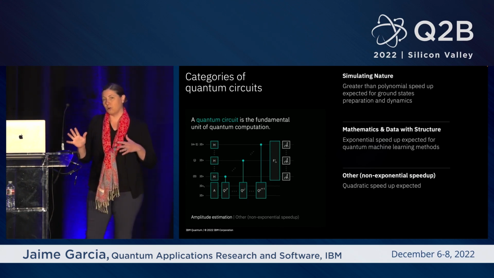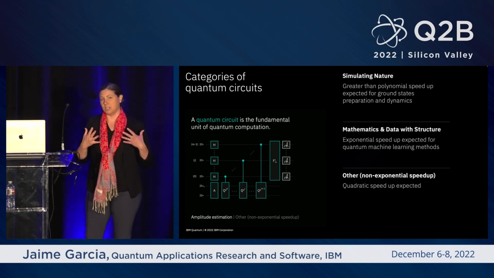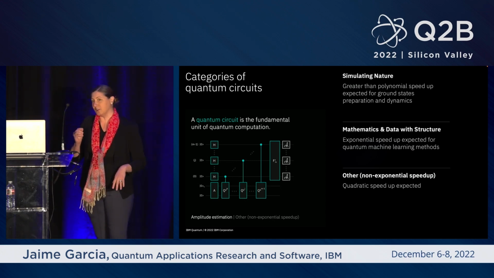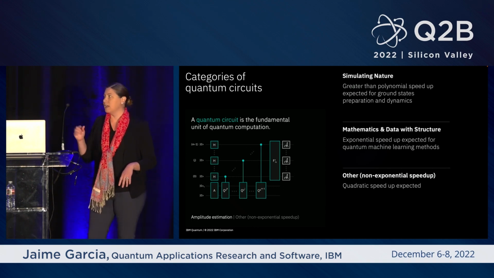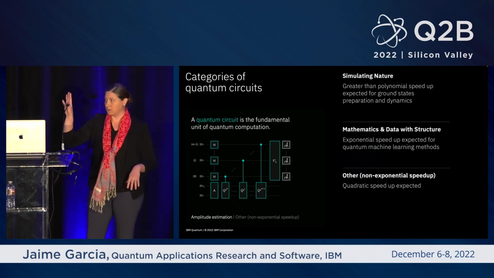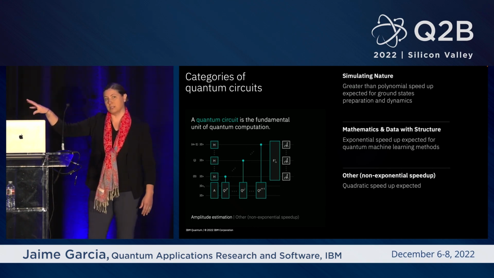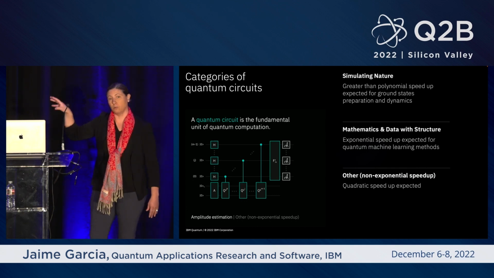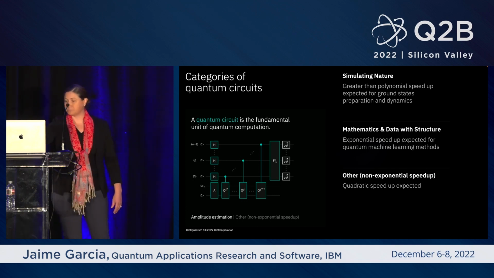In the other category, where we're talking about search and optimization type of applications, for example, we expect that there's a quadratic speed up. We've seen, however, when we're working with partners, that there are a lot of incredibly valuable use cases in this area. In addition to that, there are algorithms that we're exploring that belong to this space that could be potential accelerators for the other two areas. And so we have focuses across all three different areas.